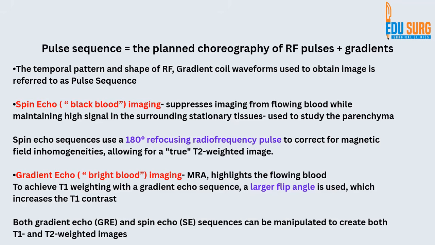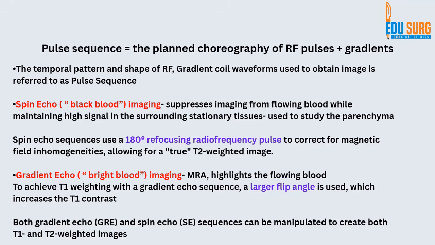In spin echo imaging, flowing blood becomes black, whereas there is high signal in the surrounding stationary tissue, so it is basically used to study the parenchyma. Like I said, spin echo sequences use a 180-degree refocusing radio frequency pulse immediately after the first pulse, and this allows for a true T2 weighted image.